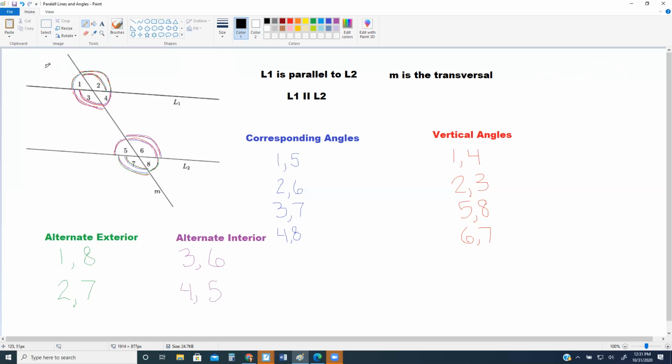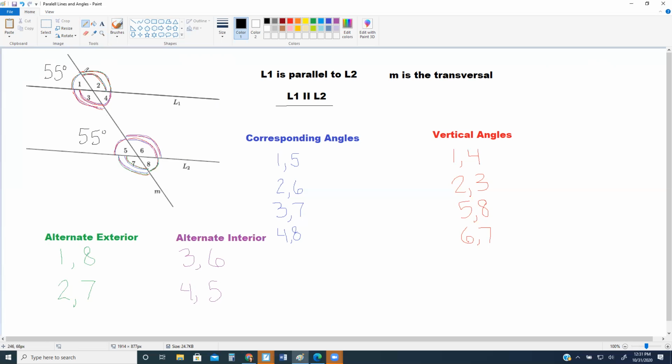So let's play with this for a minute here. What if 1 is 55 degrees? Can I predict what angle measurement 5 has? Well, I can look at this and go, okay, I know that L1 and L2 are parallel because Mrs. Barlow told me. And so 1 and 5 are corresponding angles. So if 1 is 55 degrees, that means that 5 is 55 degrees.